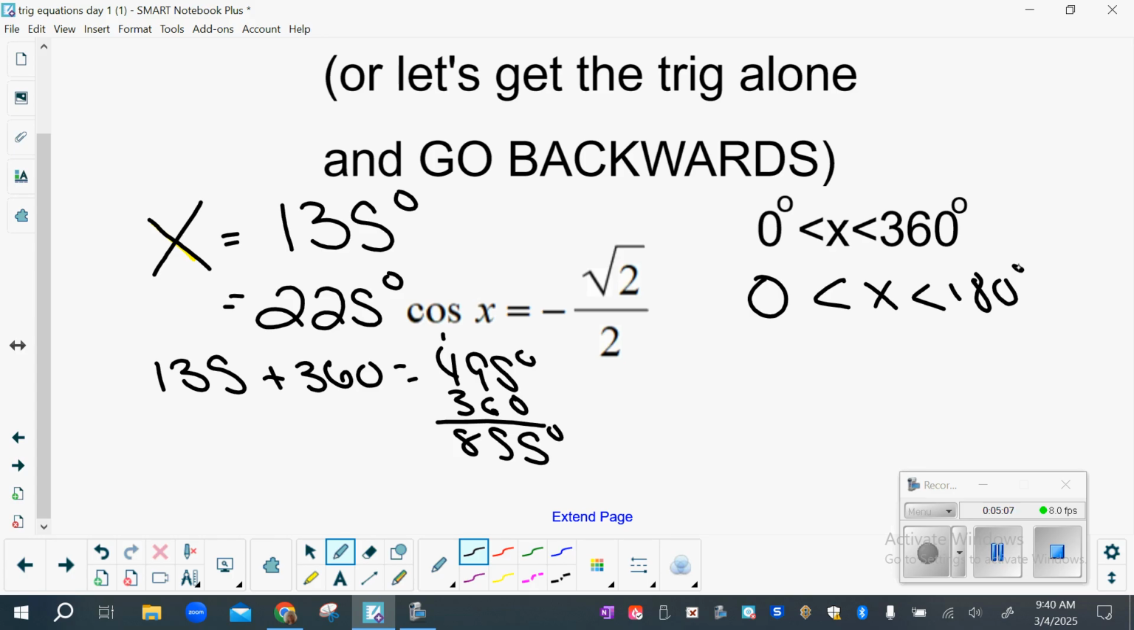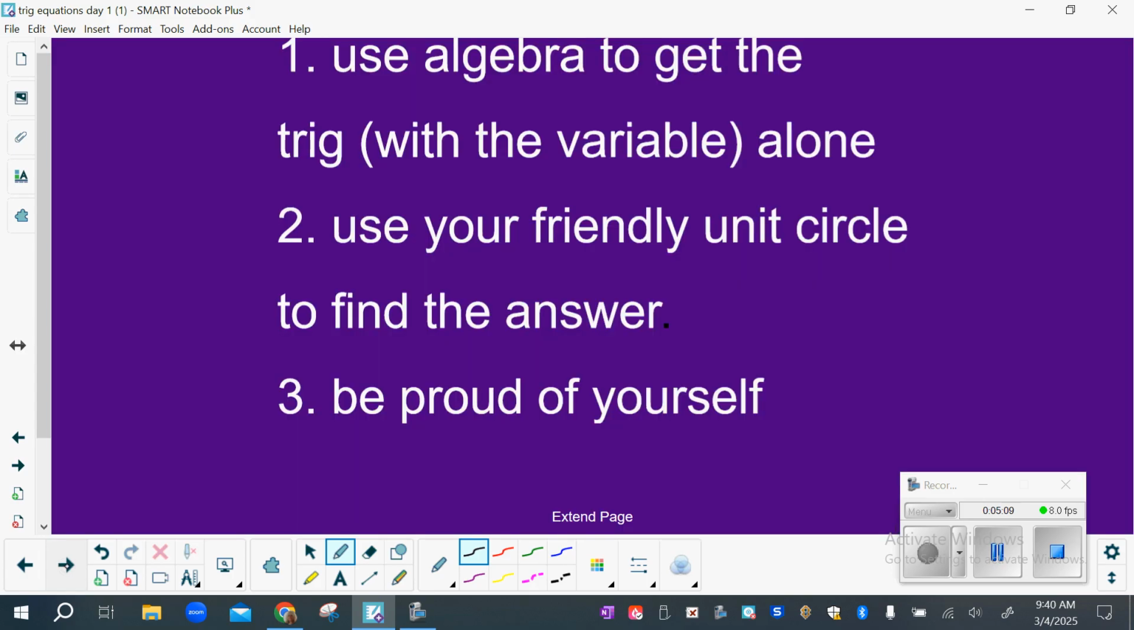So let's step up our game a tiny bit. Here are the rules. If you want to write the rules down, this is the easiest thing that we do in trigonometry. Here's what it says. Number 1, use algebra to get the trig and the angle all by themselves. And that's step 2, use your friendly neighborhood unit circle to go backwards. And step 3, be proud of yourself for getting the right answer.